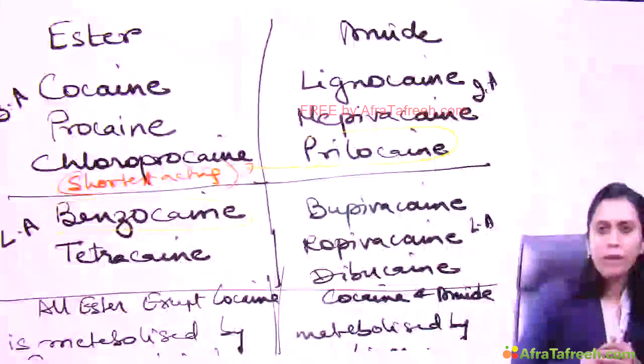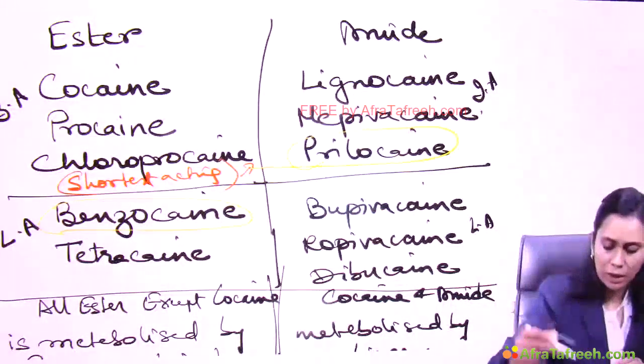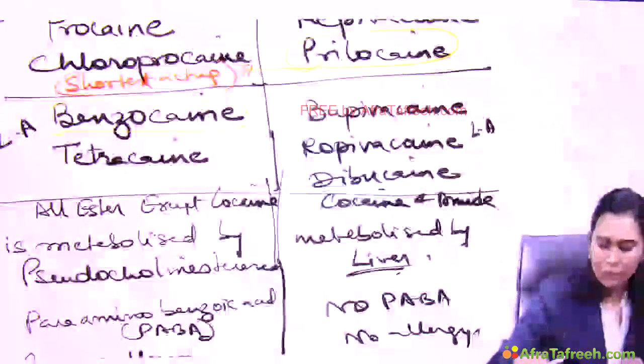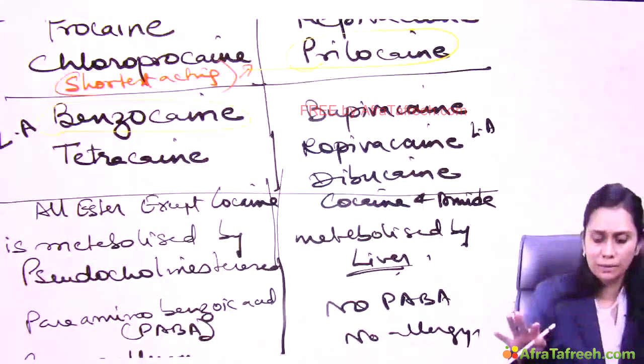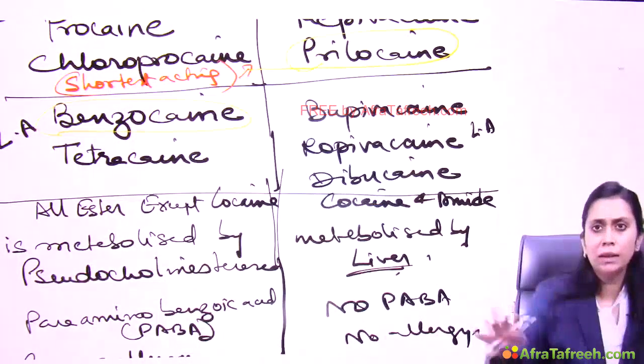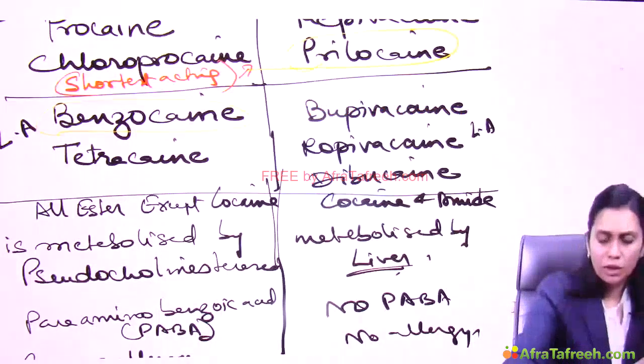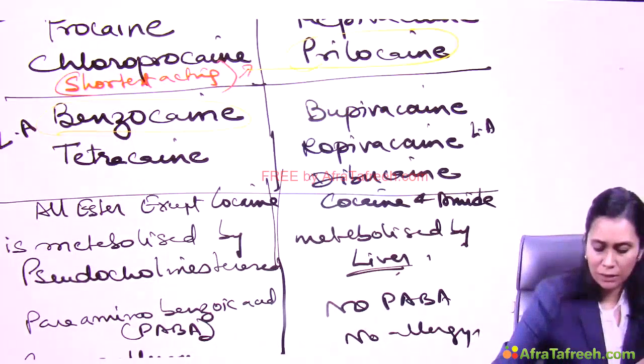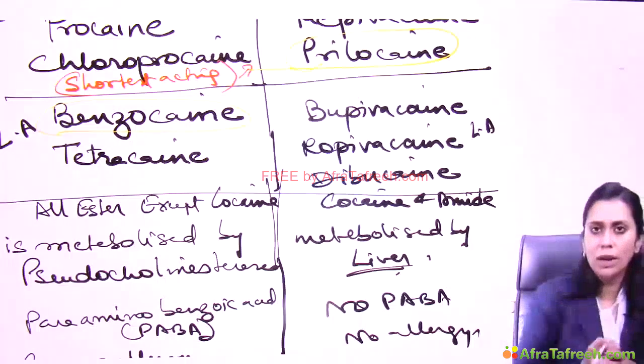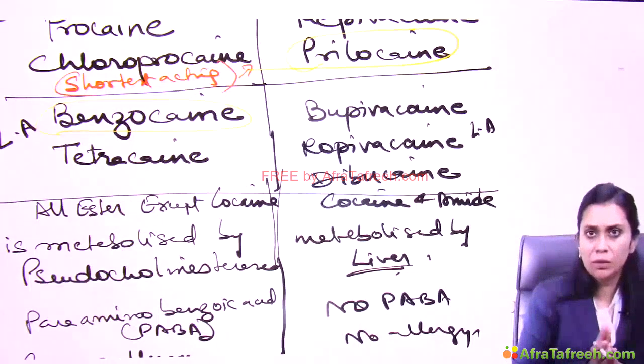What is the next drug in the chart? In the chart, the next drug is our mepivacaine, intermediate acting amide, hepatic metabolism, no allergy, nothing else. Never seen a single-liner question on mepivacaine. Prilocaine, intermediate acting, metabolized by liver, amide, no PABA, no allergy. Extra point, methemoglobinemia is associated with it.